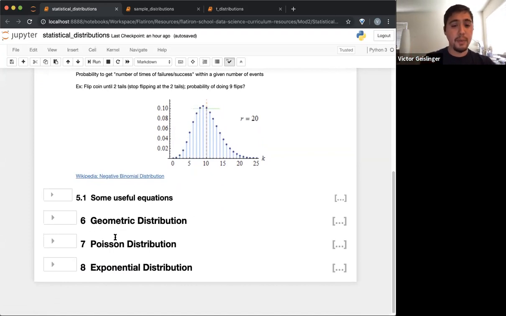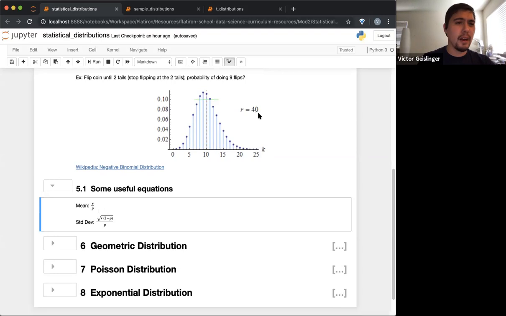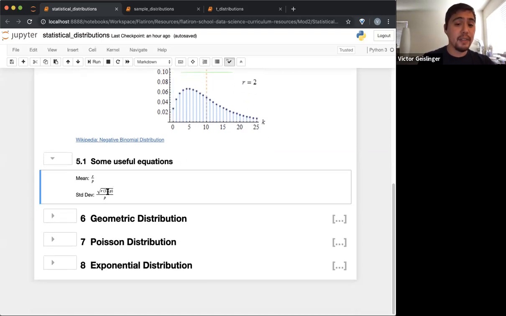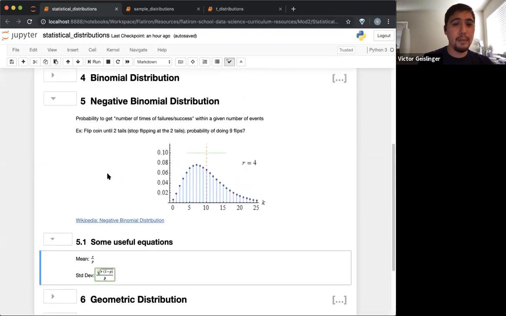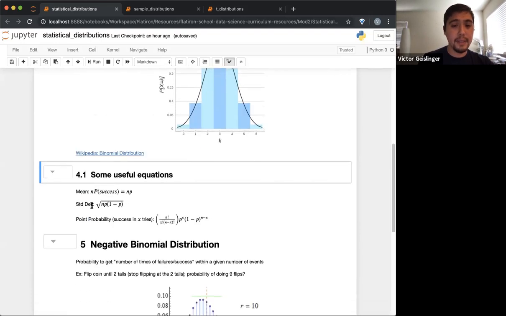And we'll see something similar with the Poisson distribution. What's kind of nice is that the mean right here is basically just this R, and this R is just a number being how many failures you need. And then the standard deviation is kind of similar to how we derive the binomial distribution up on top here. So you can see the similarities within here.